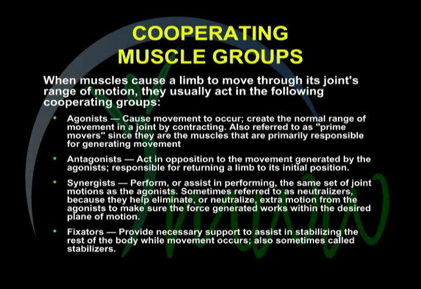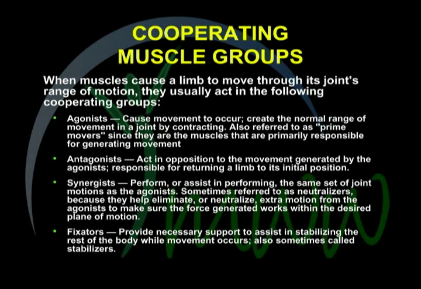Synergists. These muscles perform or assist in performing the same set of joint motions as the agonists. Synergists are sometimes referred to as neutralizers because they help eliminate or neutralize extra motion from the agonists to make sure the force generated works only within the desired plane of motion. Fixators. These muscles provide necessary support to assist in stabilizing the rest of the body while movement occurs. Fixators are also sometimes called stabilizers.